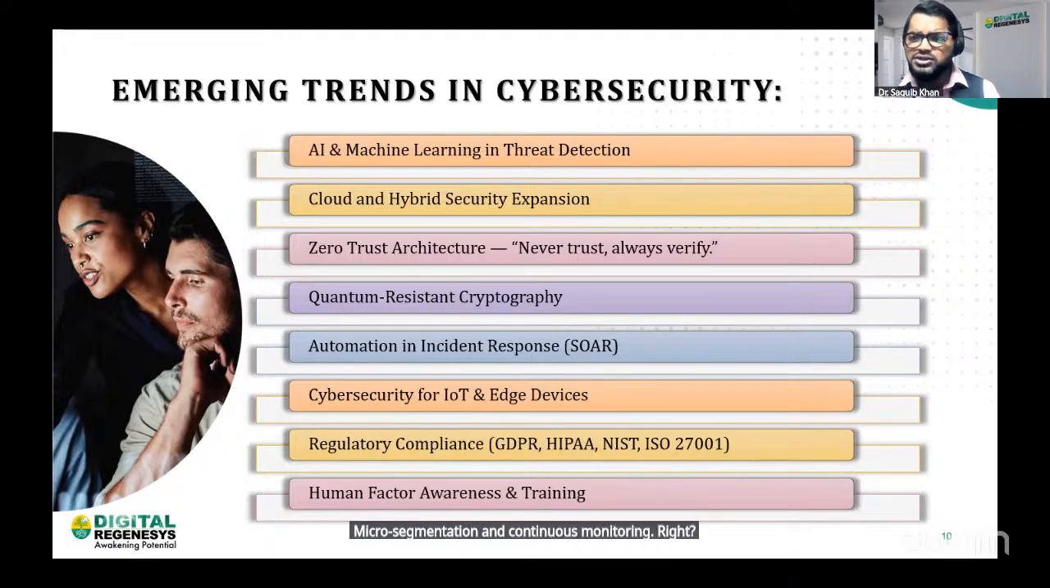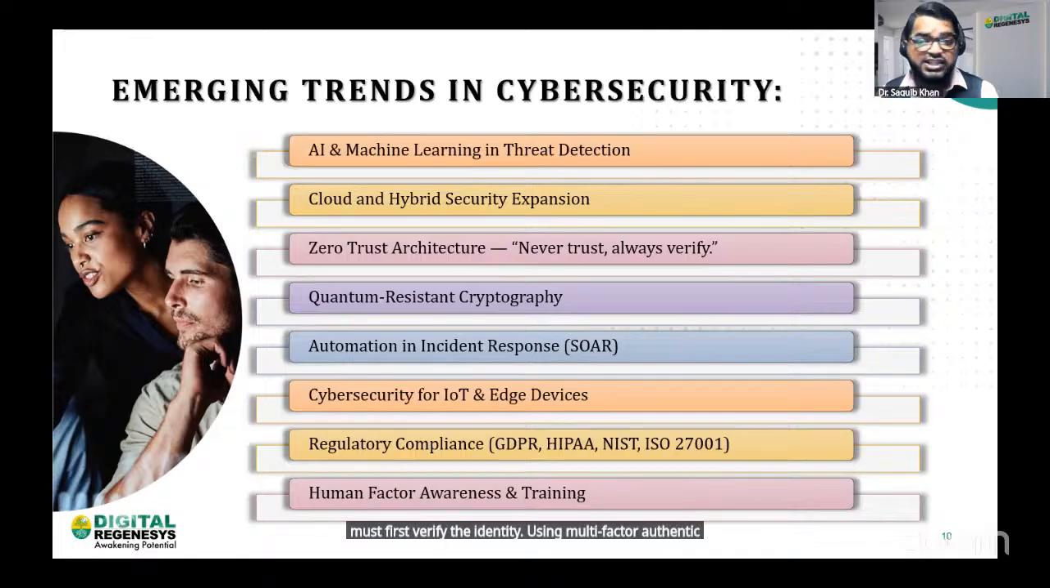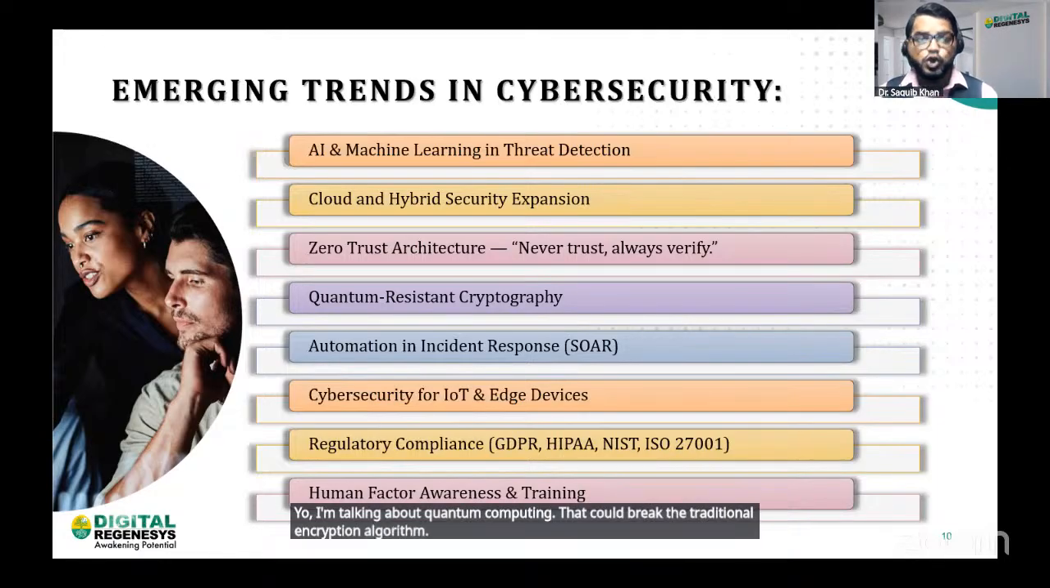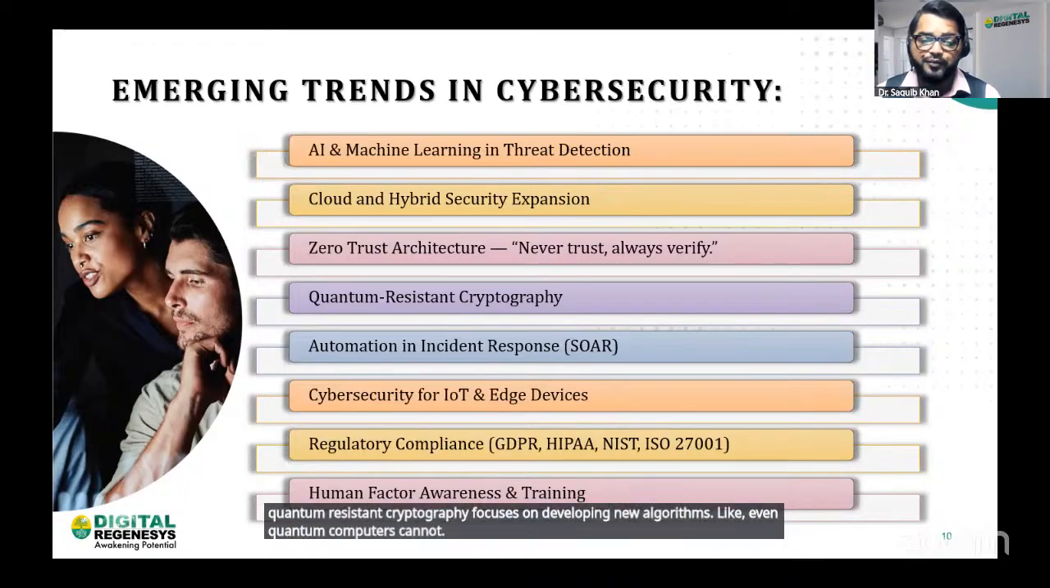This is important. These days we are working remotely. So a remote employee who's trying to access a confidential file must first verify their identity using multi-factor authentication and device health checks, right? Even internal systems communicate through encrypted channels these days with strict access control. Then quantum resistant cryptography. Here I'm talking about quantum computing that could break traditional encryption algorithms. Quantum resistant cryptography focuses on developing new algorithms that even quantum computers cannot crack, right?